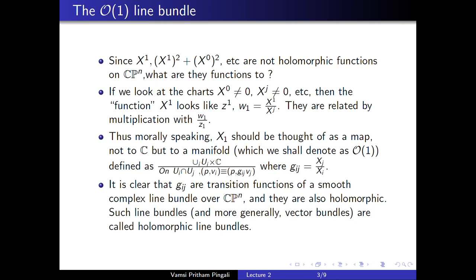So basically holomorphic vector bundles are simply smooth vector bundles, except that their transition coefficients are holomorphic matrix valued functions. So this x1 is not just a map from CP^n to this line bundle, it's a section, meaning x1 takes a point in CP^n to the vector space lying above that point. So these are holomorphic sections of this particular line bundle.